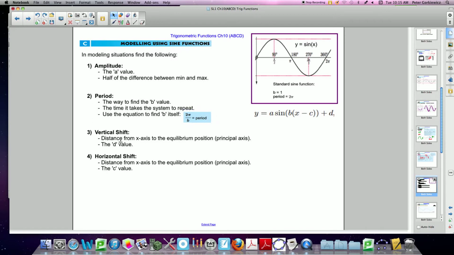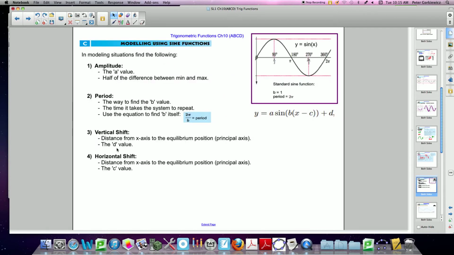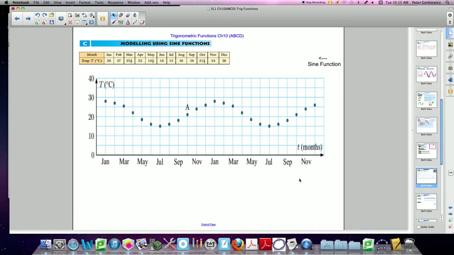You need to find the vertical shift. Usually on these equations, the equilibrium point is at 0. So you got to figure out where the equilibrium point is, up or down, above or below that, and just add or subtract to the end. And that's your d value. And then I think the hardest part is this horizontal shift, moving it back and forth to get it lined up right. And we'll talk about that too. Okay, so let's try one of those.